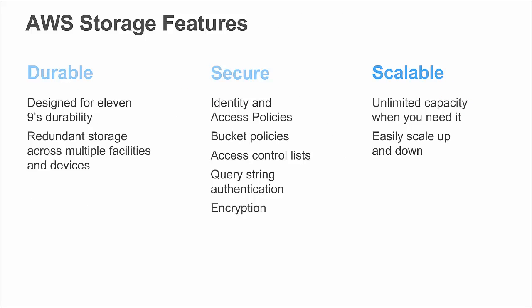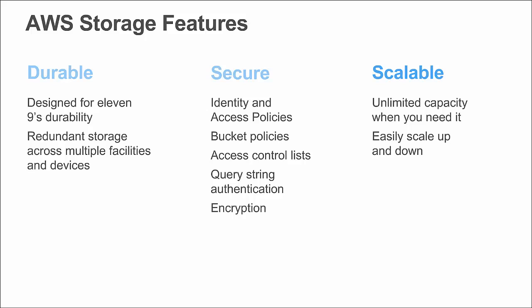S3 is designed for 11 nines of durability. So that's a fantastically large number of nines. What it means is that we've built enough redundancy and services and controls into the system that you can trust that the items are going to be there when you need them. And we make it very secure.